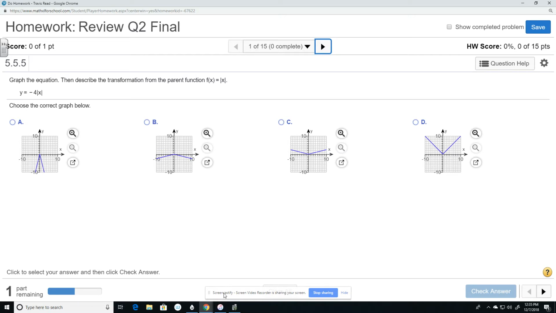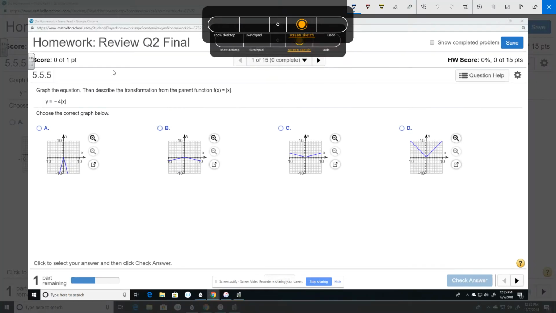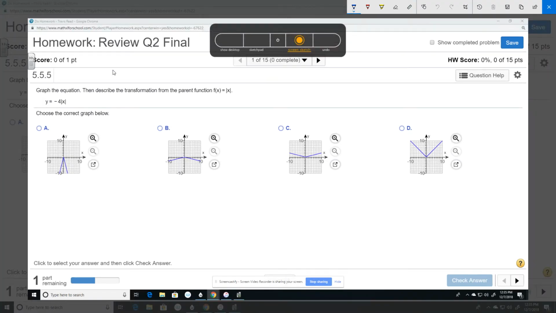Okay, so number one on the review, graph the equation and then describe the transformation. First of all, it's going to give you a graph, y equals something times the absolute value of x. And there's a couple of rules that you need to remember. If there's something in front of the absolute value, in front of parentheses, or in front of the square root, that is either going to stretch it and make it tall and skinny, or it's going to compress it and make it short and squatty.